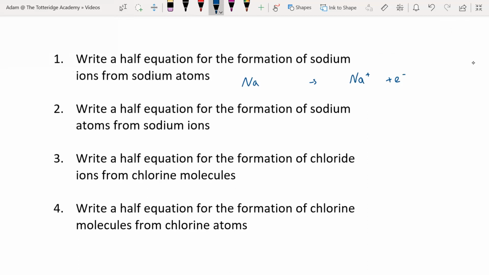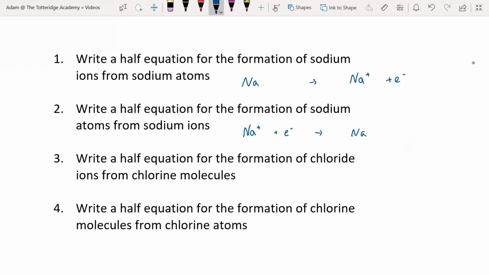The next question says formation of sodium atoms from sodium ions. So in this case, I'm forming a sodium atom, which as we know has no charge, from a sodium ion. Now if a sodium ion with a positive charge is going to form a sodium atom with no charge, then the electron is going to be gained over here.